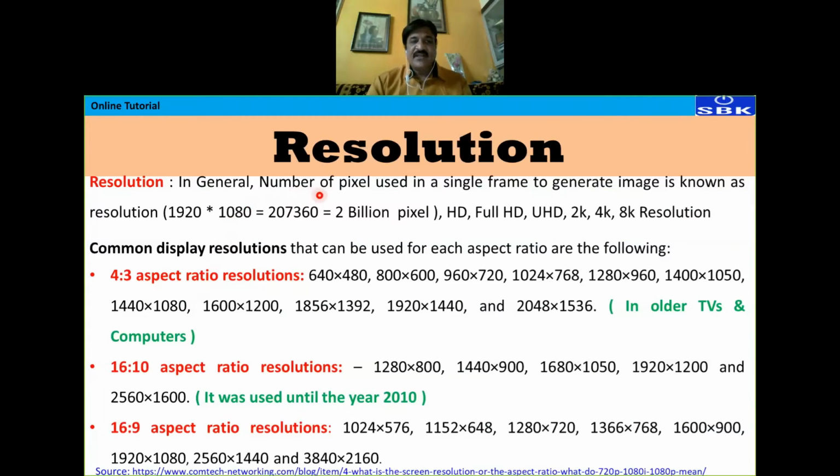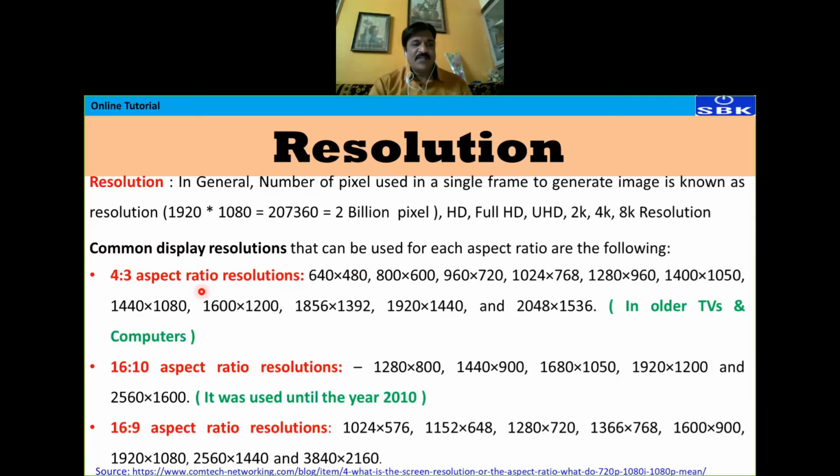So, in general, the number of pixels used in a single frame to generate the image is known as what? Resolution. When I am saying my image is of size 1920 into 1080, it means what? It has used almost 2 million pixels in order to generate that particular image. So we may have an HD image, full HD image, UHD image, 2K, 4K, 8K resolution images.